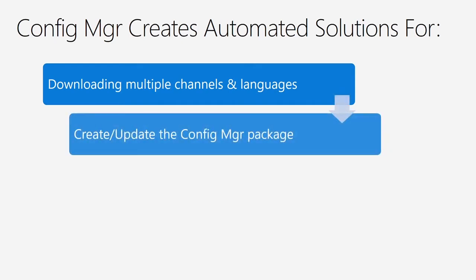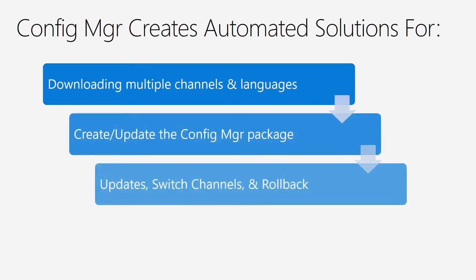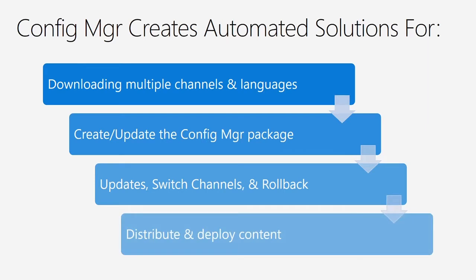Create and update the Config Manager package. Then we're going to have an automated solution for updates, switching channels, and rollback. So again, these aren't necessarily fully one-click solutions, but there's automation where you're not having to do the administrative effort of copy and pasting things over. And lastly, distributing and deploying content, which if you're using Config Manager, you know that it's automated to distribute and deploy all types of different content and updates.